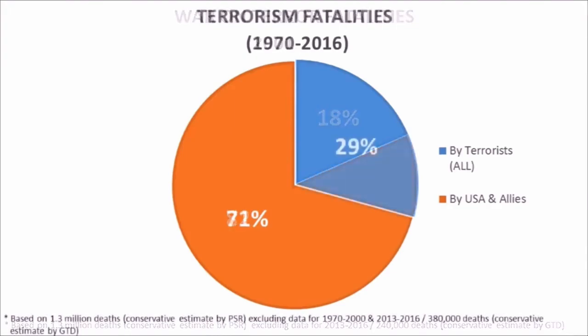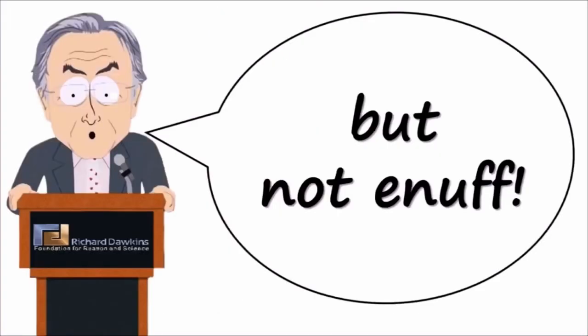And even if we were to include all fatalities from terrorism from the full yearly range of 1970 to 2016, this is what we would get. In other words, after nearly half a century, terrorists from all ideological backgrounds have only killed a third of the amount of what the United States and its allies have for just over a decade. And you may respond, this doesn't sound right. It should be much higher than that.